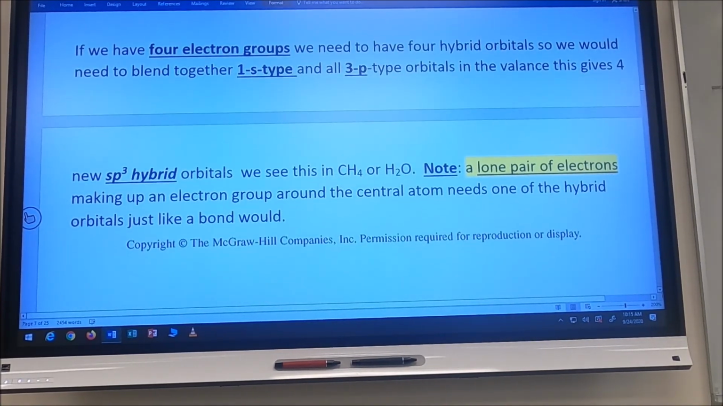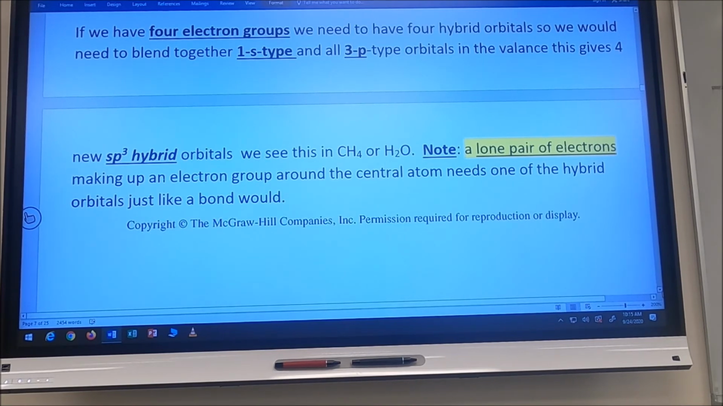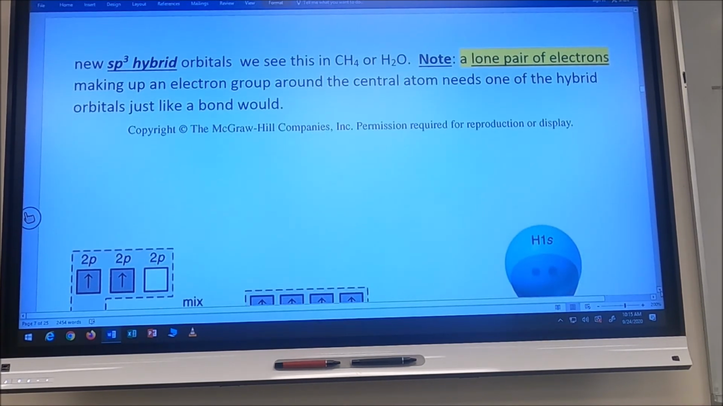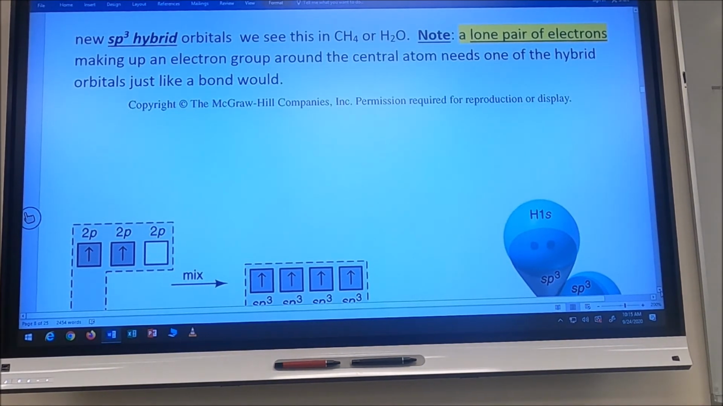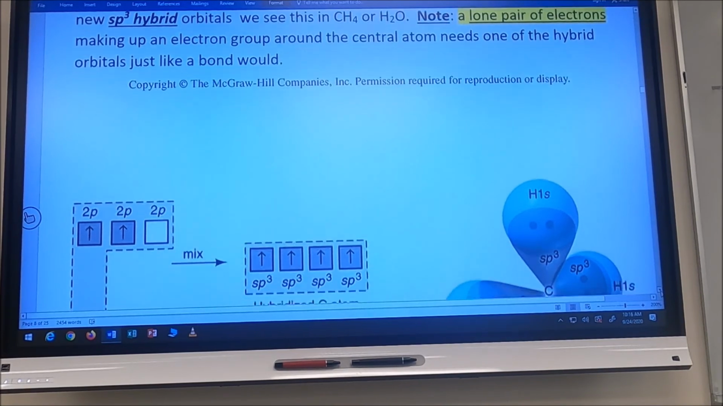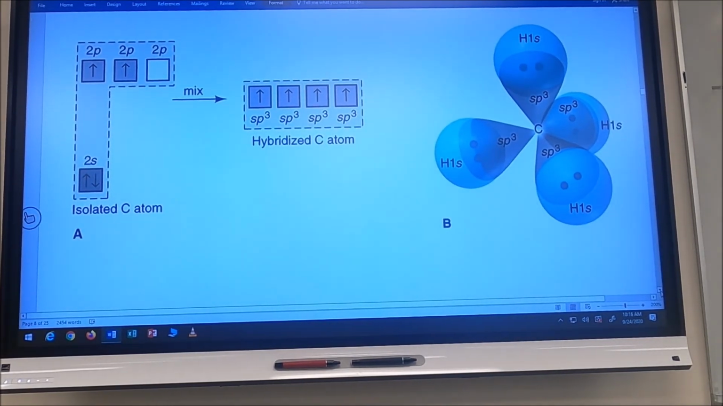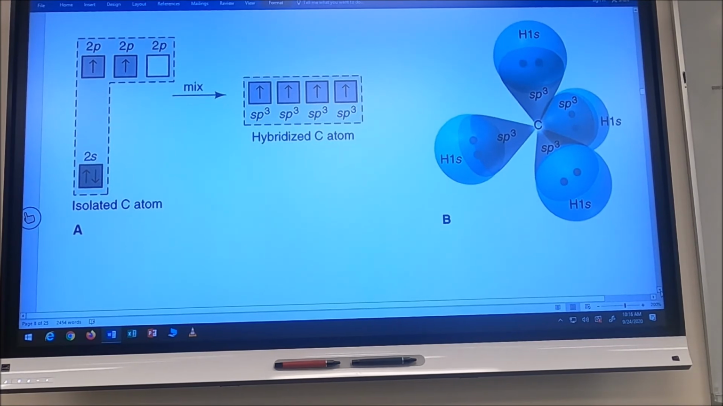When we have 4 electron groups, we need to have 4 hybrid orbitals. So we're going to blend together a 1 s, 1 of the s orbitals, and 3 of the p orbitals, all of the p's. So we get sp3 hybrid orbitals. So if we look at CH4 or water, remembering that lone pairs take up hybridized orbitals just like bonds do, 4 electron groups, we're going to have a hybridization of sp3. So here's the carbon in methane, CH4. Okay? So we use sp3 to overlap with the 1s in hydrogen.